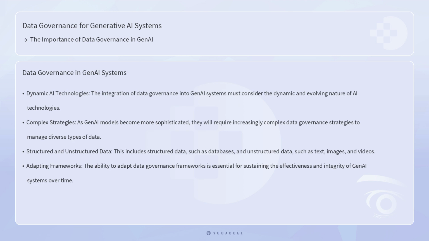The integration of data governance into GenAI systems must also consider the dynamic and evolving nature of AI technologies. As GenAI models become more sophisticated, they will require increasingly complex data governance strategies to manage the diverse types of data they utilize. This includes structured data, such as databases, and unstructured data, such as text, images, and videos. The ability to adapt data governance frameworks to accommodate these changes is essential for sustaining the effectiveness and integrity of GenAI systems over time.